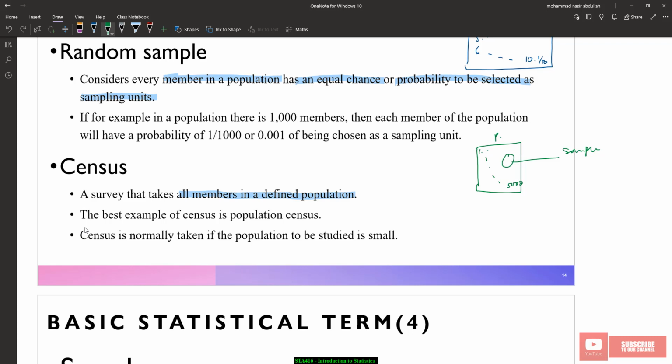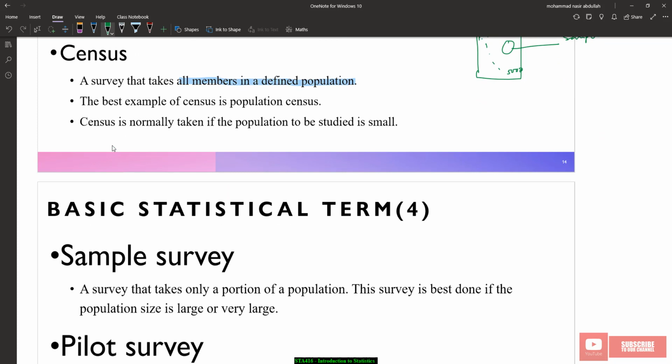Just last year ada population census kan. So they take all members in Malaysia. Right? So census, this is the thing that you need to take note of, right? In normal cases, census is normally taken if the population to be studied is small. Kalau we have a small population, let's say students in UiTM Tapah, we have only 5,000, so it's considered small, right? Compared to the residents in Perak Tengah District, we have 100,000 or 200,000 residents. So 5,000 ni semua kita boleh ambil census. Kita boleh ambil semua lah.